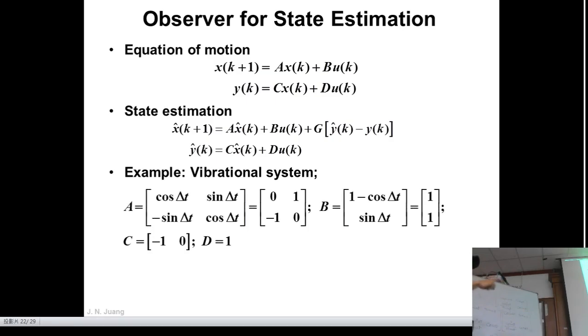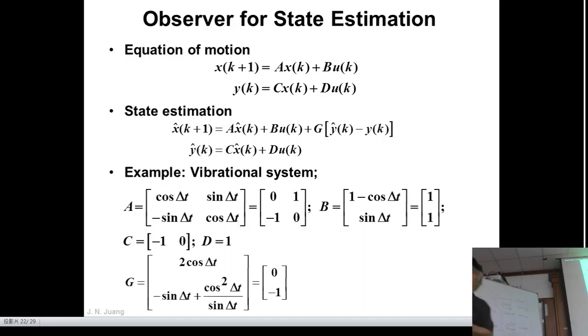The same, I give you A, B, C, D. Assume A, B, C, D are also exact. So assume A is [0, 1; -1, 0] and B is [1; 1]. Assume delta T is 90 degrees. So cosine delta T equals 0 and sine delta T equals 1. All right. And C and D come from that measurement.